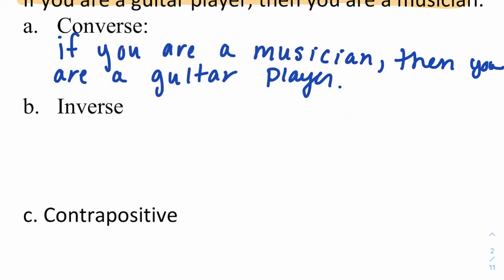Okay, so for this one, we have to decide if it is true or false. So we have to think of what we call a counterexample. We're going to talk more about that in our next section. But a counterexample is just something saying, hey, this is false. So is there a time when you can be a musician but not a guitar player? Yes. You can play so many instruments and be a musician. For example, if you play the violin, then you are a musician. So this one would be false.